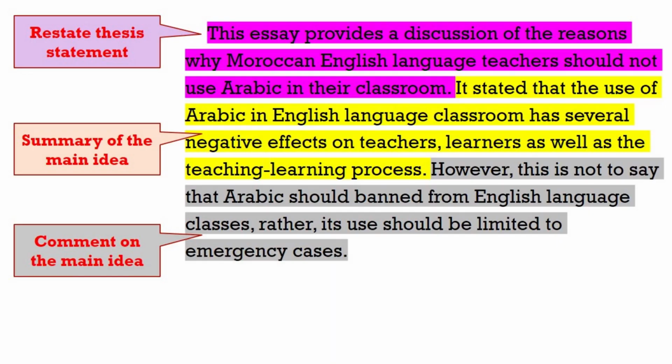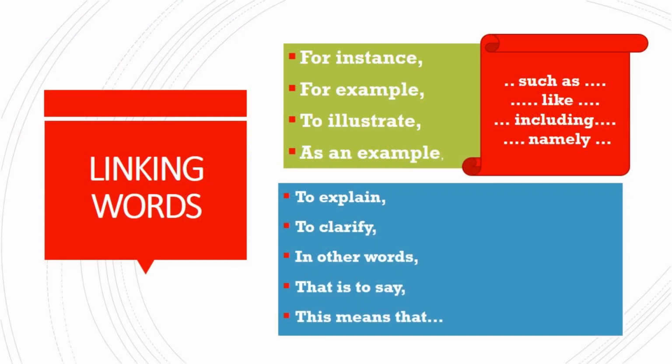A good conclusion of an argumentative essay usually contains 3 main parts. The first part restates the thesis statement, which means that you have to rewrite the thesis statement in different words. The second part provides a summary of the main idea of the whole essay. The last part should be a comment on the main idea. Here are some linking words that can help you with writing your paragraphs.